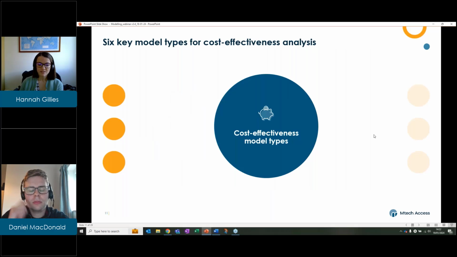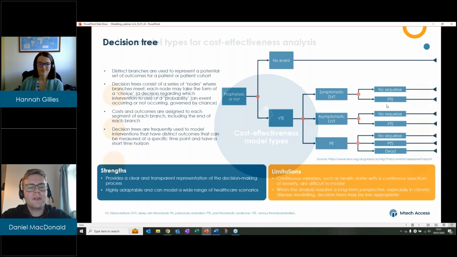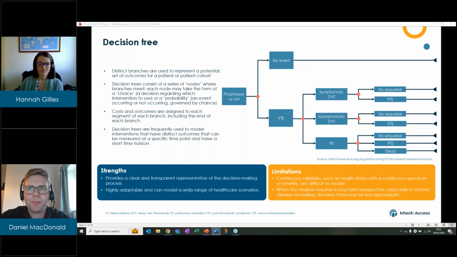So now that we've discussed these two key approaches to modelling, we're now going to move into explaining our 6 model structures that we've chosen to go through today. And I will hand over to Danny to go through the first one, which are decision trees. Thanks, Hannah. So as Hannah mentioned, I'm going to be starting off with decision trees. Decision trees are very much a commonly used approach in health economic modelling. I'd say decision trees and Markov models are probably the most commonly discussed when discussing potential modelling approaches.